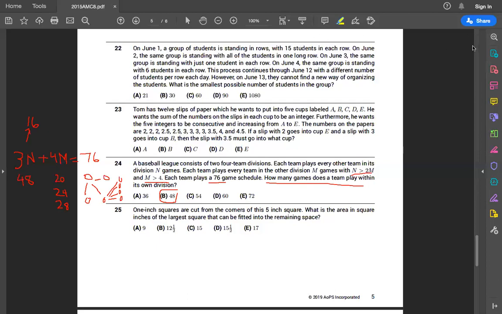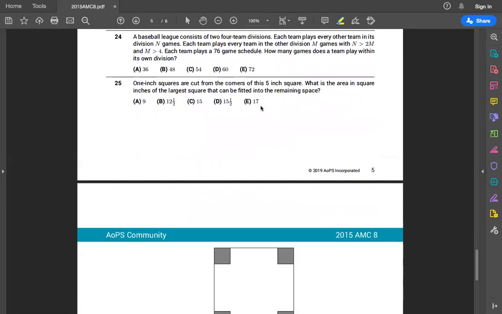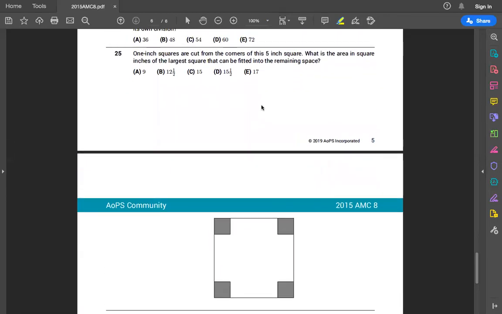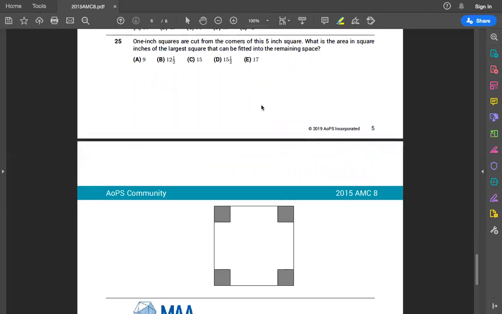Okay. Final problem. Here we go. We have 1-inch squares that are cut out from the corners of a 5-inch square. We want to find the area of the largest square that can be put in the remaining space.